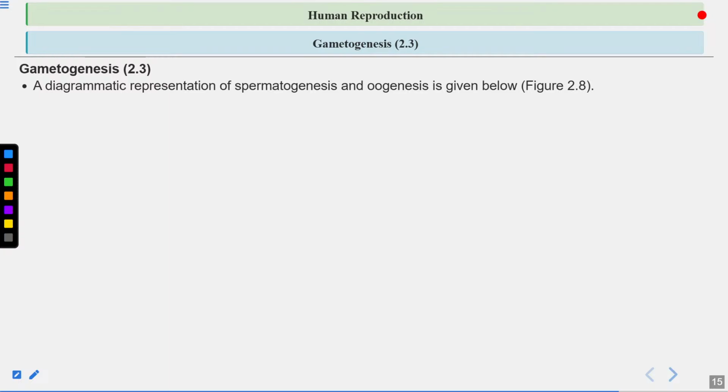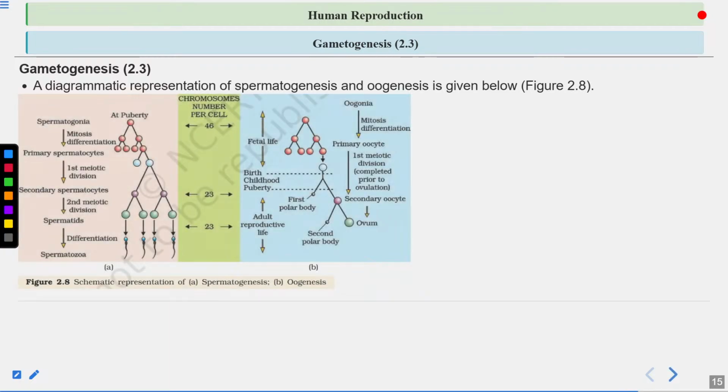Now this is a diagrammatic representation of spermatogenesis and oogenesis. We have already discussed this. What you should remember in this schematic representation is the number of chromosomes present in these cells. Spermatogenesis is quite simple. Spermatogonia, which are diploid, give rise to primary spermatocytes. A primary spermatocyte gives rise to 2 secondary spermatocytes, and finally 4 spermatids are formed. Spermatids differentiate into spermatozoa; this process is known as spermiogenesis. Spermatozoa, spermatids and secondary spermatocytes are all haploid cells. Primary spermatocytes and spermatogonia are diploid cells.